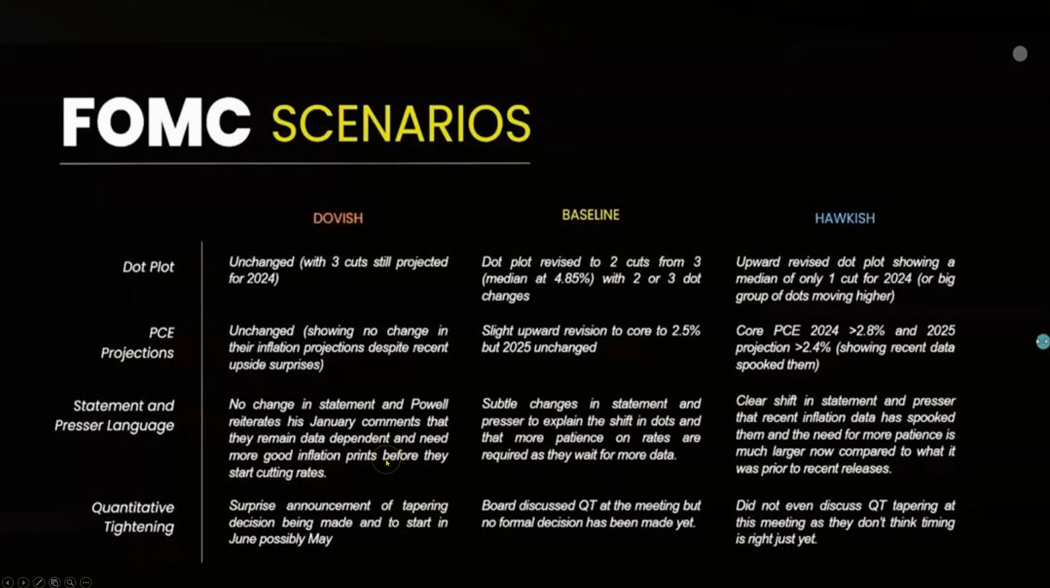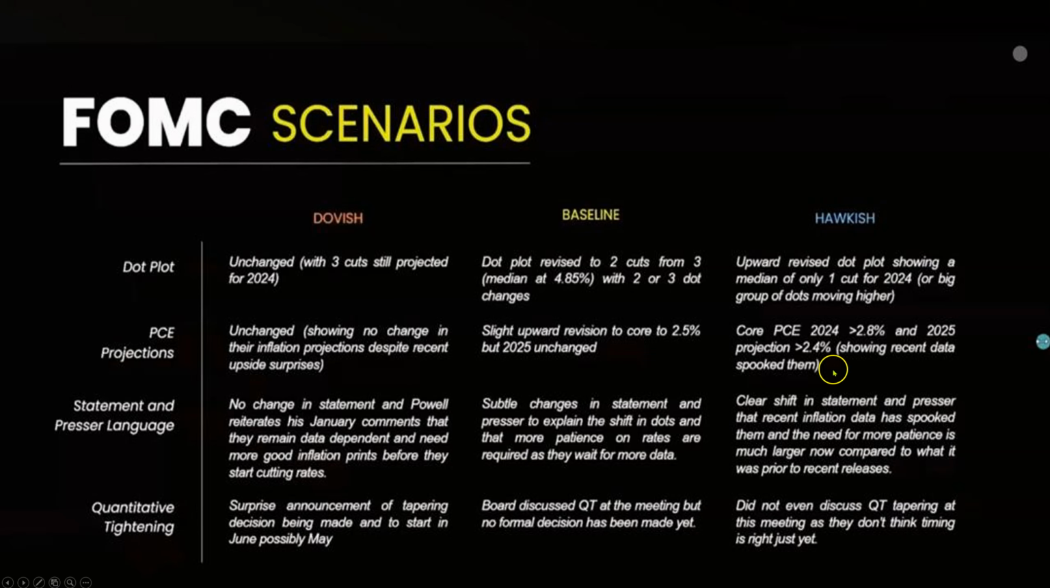But for a dovish outcome, what we're expecting is they will leave the statement unchanged and just basically say that they need more good inflation prints before they can start cutting rates, obviously.